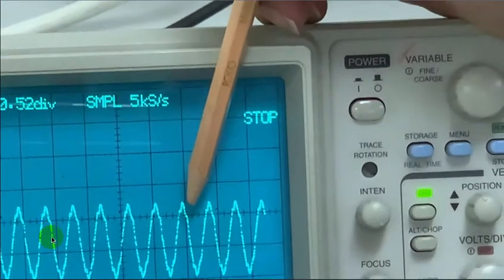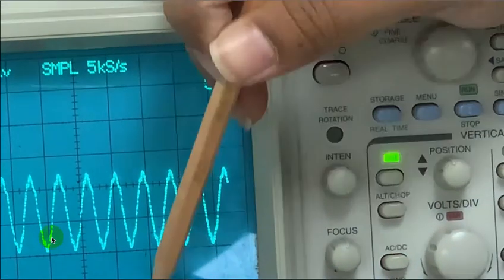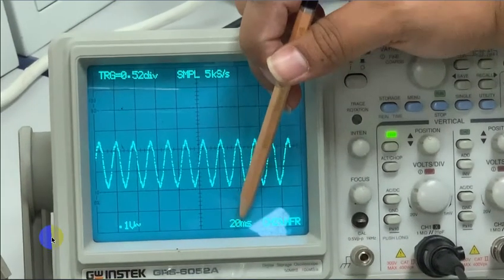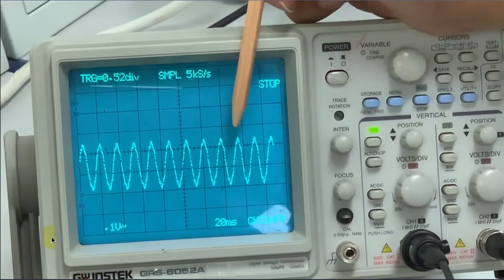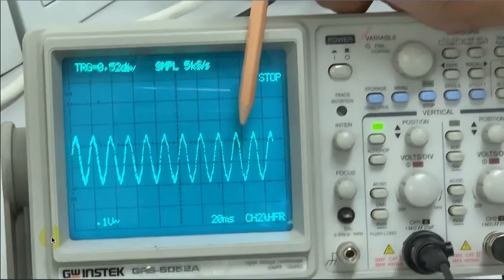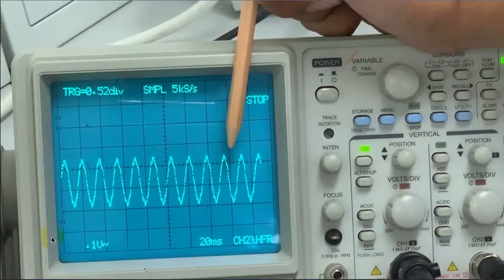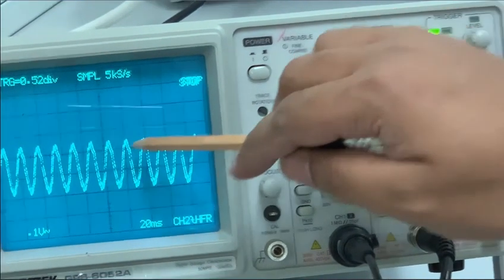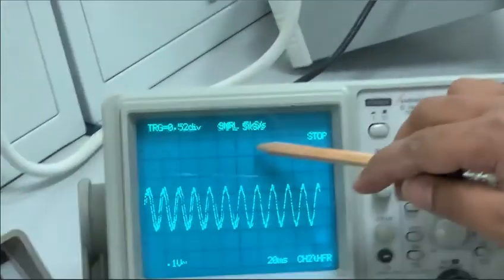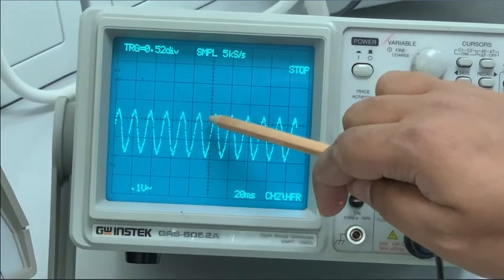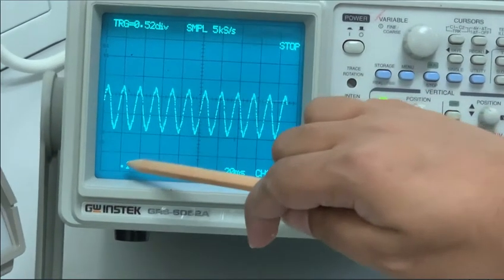This is the peak to peak. When you take two peaks, multiply, this is the time period. And this is the voltage. This is just an example waveform, it is not for our circuit.